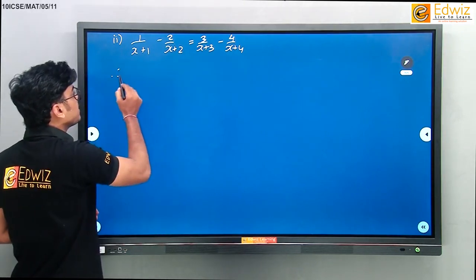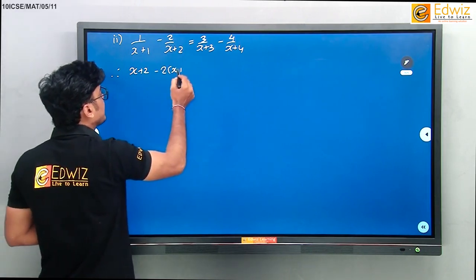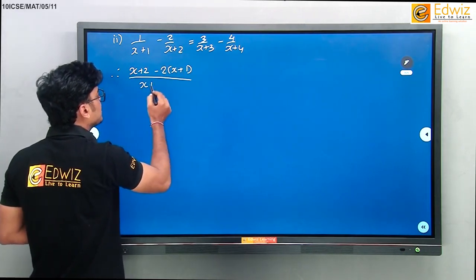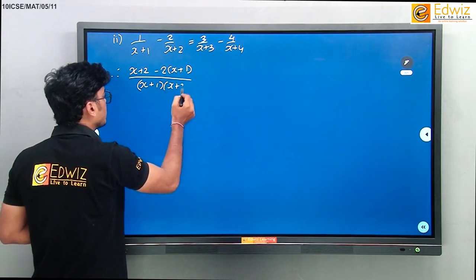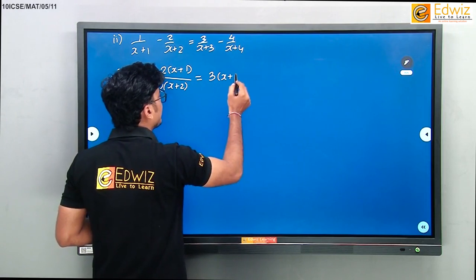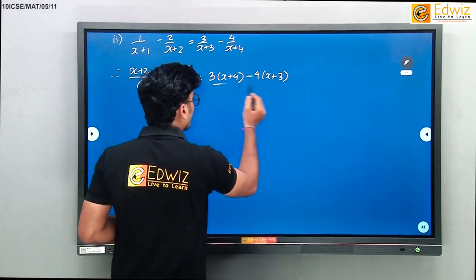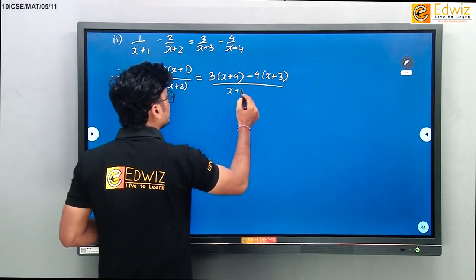Okay, what will happen here? X plus 2 minus 2 multiplied by x plus 1 divided by x plus 1 multiplied by x plus 2. Okay, equal to, again cross multiply, 3 multiplied by x plus 4 minus 4 multiplied by x plus 3 divided by x plus 3 into x plus 4.